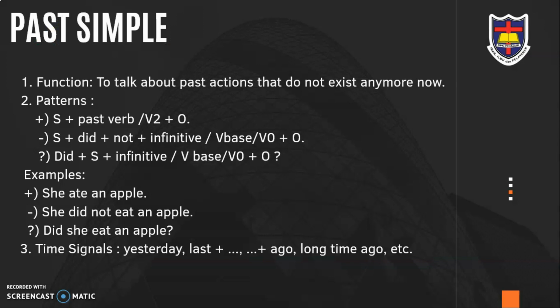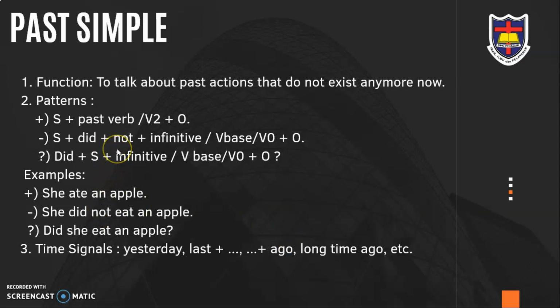Okay, we are going to make a review of past simple. I'm going to start with the function. Past simple is a tense used to talk about past actions that do not exist anymore now. Once more, to talk about past actions that do not exist anymore now.